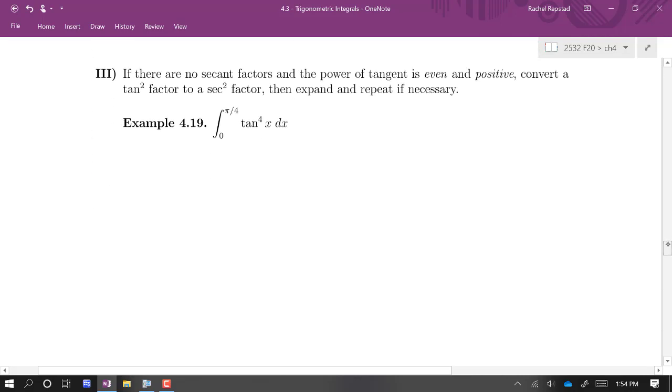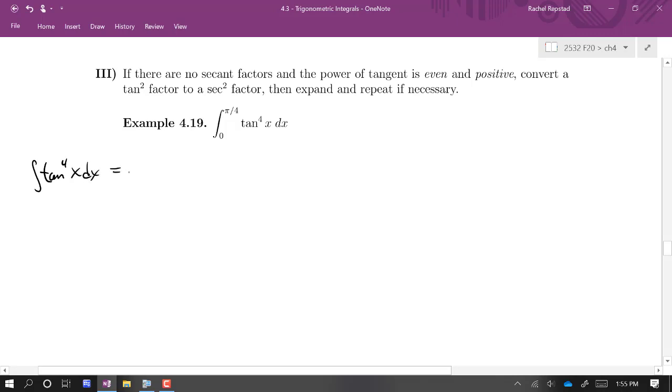Alright, so in the next section here, suppose we have no secant factors at all. The power on tangent is even and positive. Then we can convert a tan squared factor to secant squared. And then we just reevaluate and see if we're ready to integrate, or maybe we might need to repeat the process. So I'll note first, this is a definite integral. I'm going to just use this technique to find the indefinite integral first, and then we'll know what function to put our limits on. So the integral of tan to the fourth x dx.